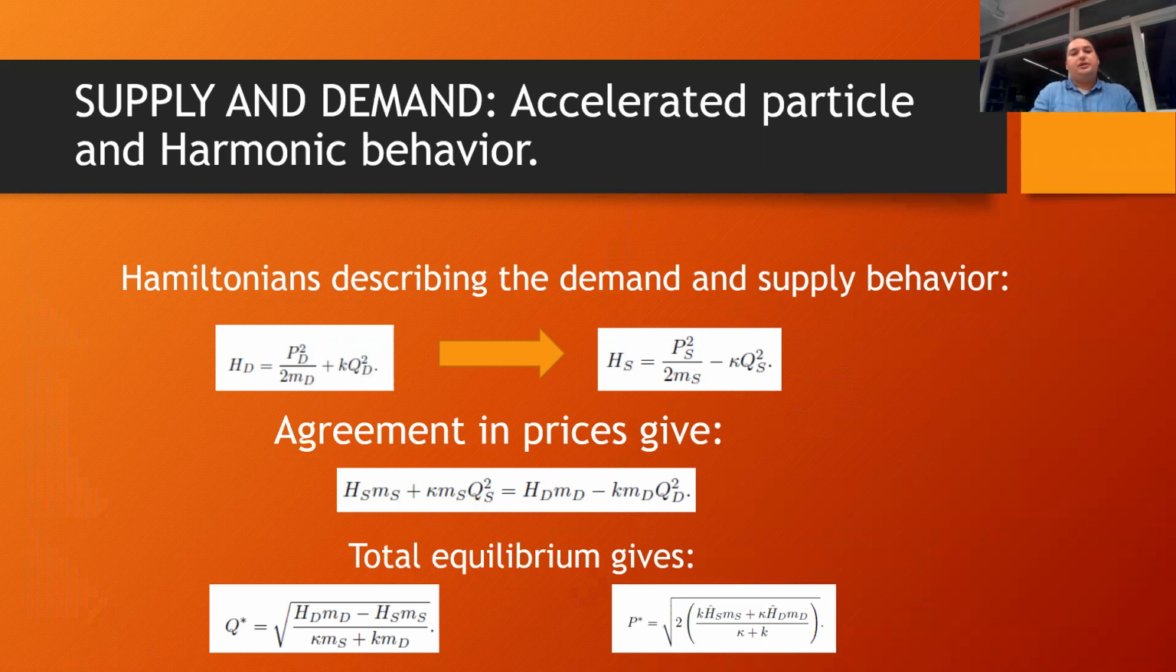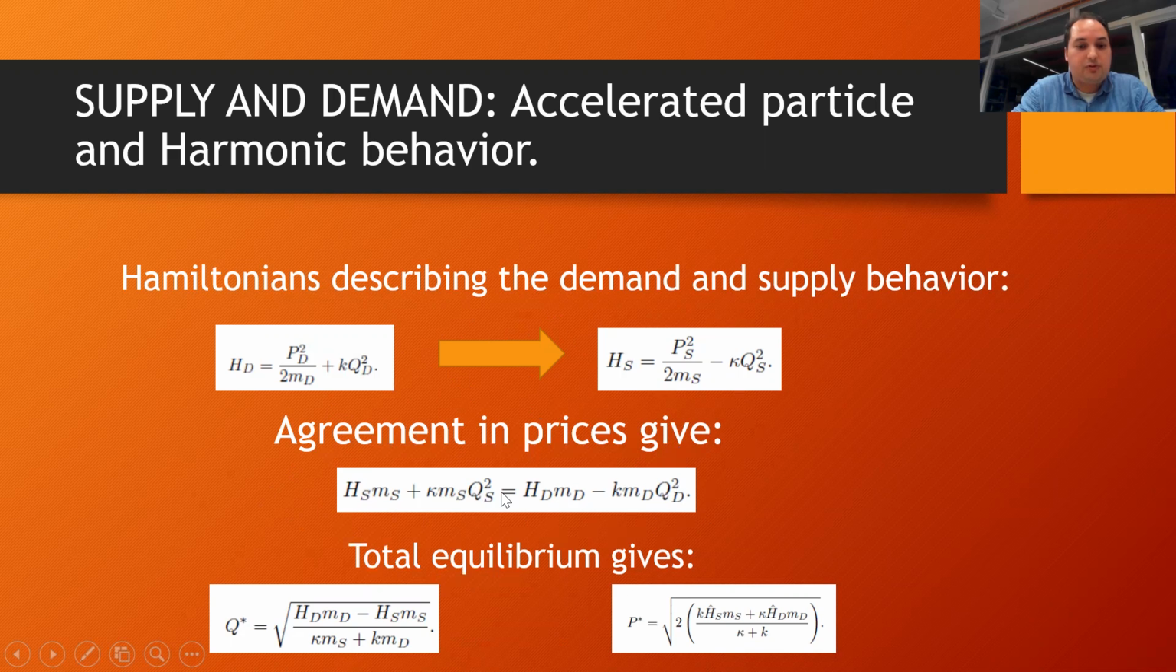So if you analyze a little bit, the Hamiltonian describing the demand behaves as the Hamiltonian of a harmonic oscillator. And the Hamiltonian describing the supply behaves as the Hamiltonian of an accelerated particle. And of course, you can still play in the same way as we played before. You can find the market equilibrium first, agreement in the prices. If both parties agree in the price, you obtain this expression.